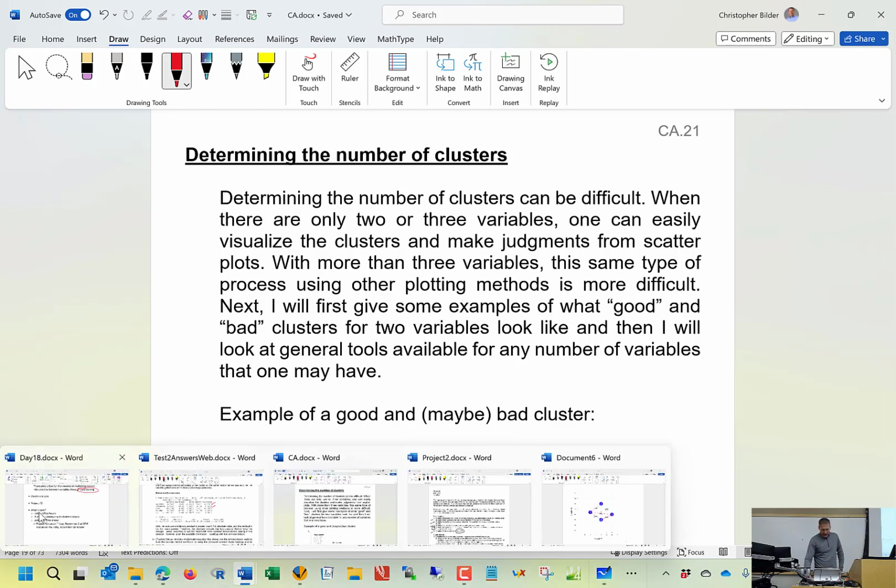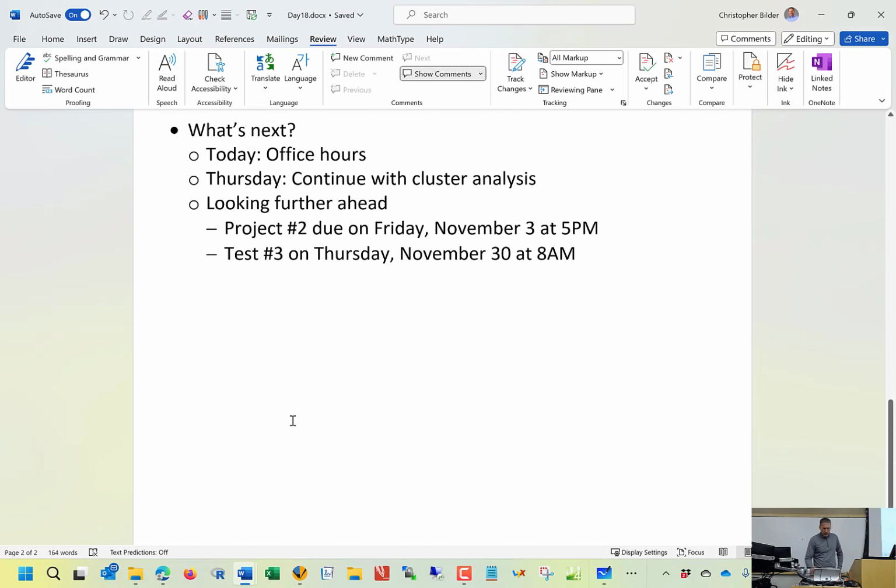So let's take a look at what's next for our course. I have office hours after our class. Thursday we will continue with cluster analysis. Again, project number 2 has been moved back 2 days. And then looking farther ahead, test number 3 is Thursday, November 30th. Are there any last questions? Okay, and that's it for today.